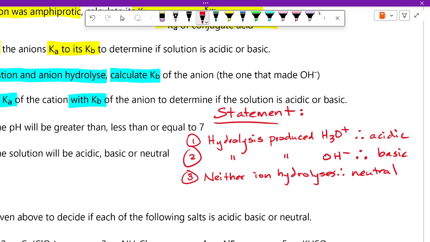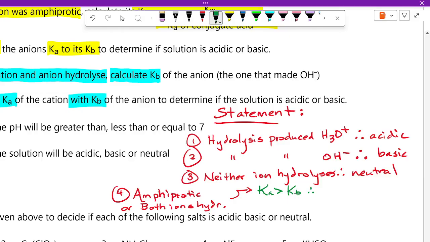And then finally, if it was amphiprotic, or if both ions hydrolyze, then you'll either say Ka is greater than Kb, therefore acidic, or you will say Kb is greater than Ka, therefore basic. Yes?